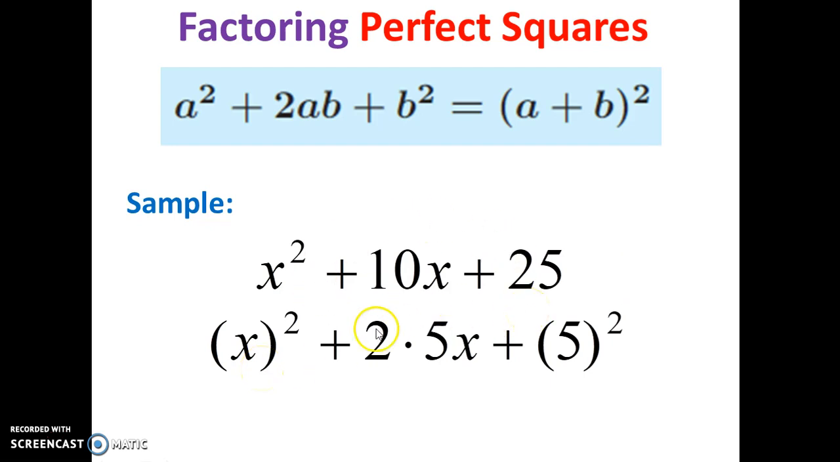So that thing will always factor like this. So you don't have to write this. If you can jump from the first one right to the end, that's okay. So that will always factor like this. It will always be (x + 5) squared.